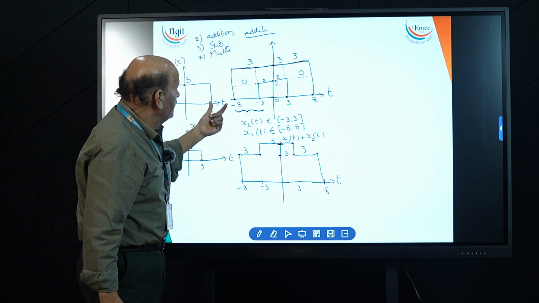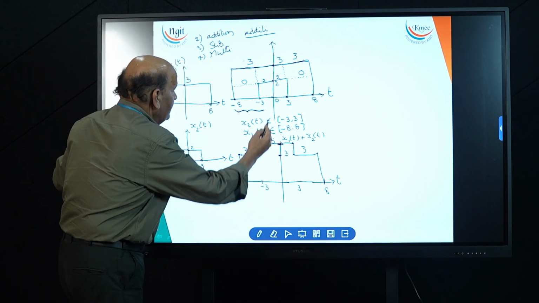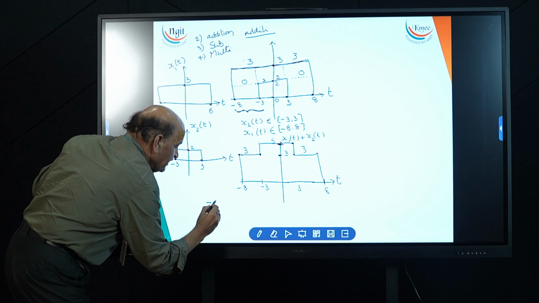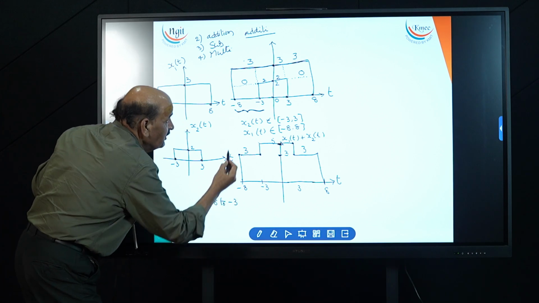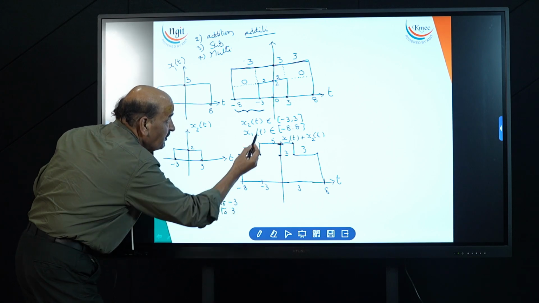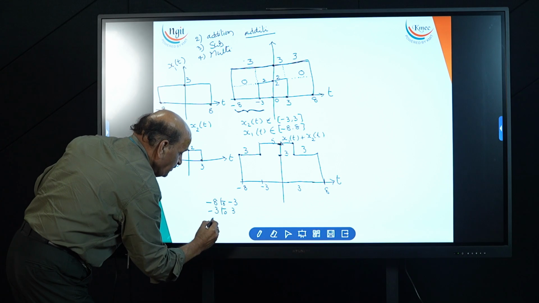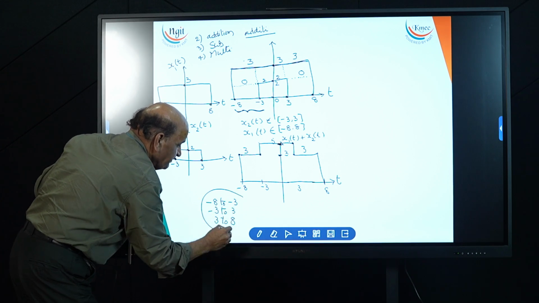Again, just look at, we have to divide between 3 parts. In the first part, between -8 to -3. Second part, -3 to 3. Third part, 3 to 8. In this way, we have to divide these 3 parts.